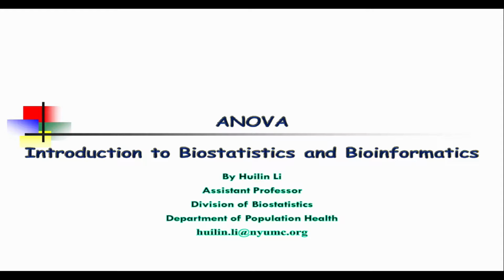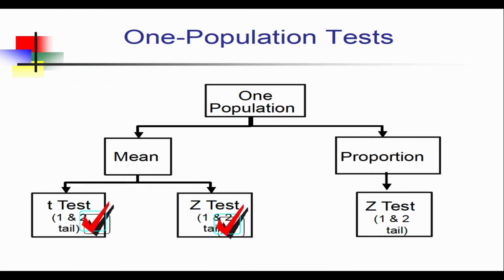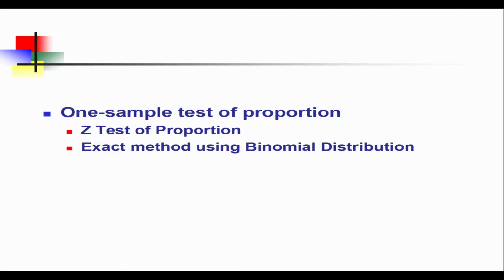Alright, today I'm gonna talk about ANOVA. This is the main topic for today's lecture, but before doing that, we need to first finish up some leftover from last lecture. In the last lecture, we covered the one sample and the two sample test for the population mean, but we didn't get a chance to talk about the test for proportion. So today, let's spend some time to finish up this proportion test.